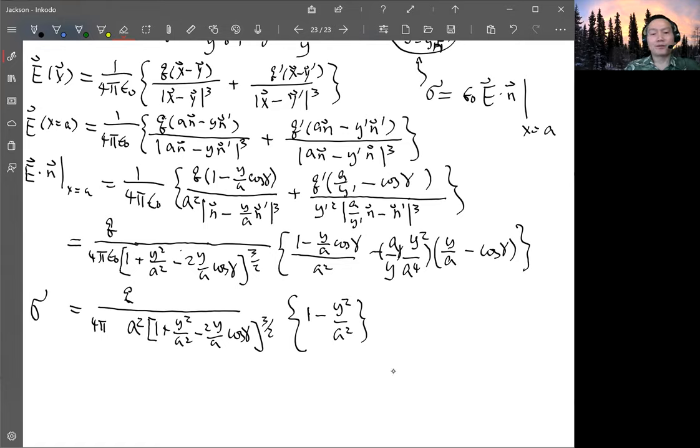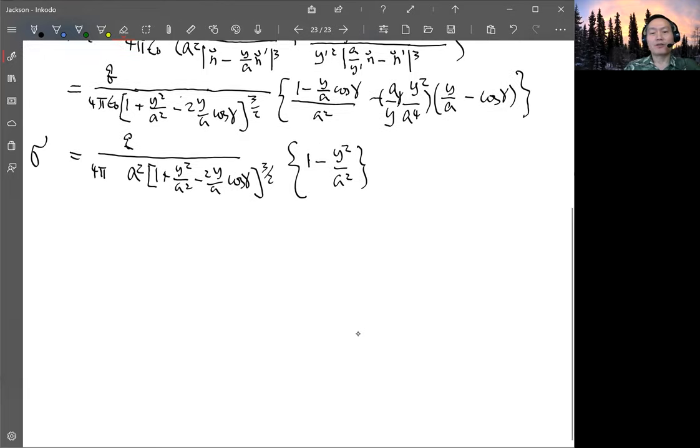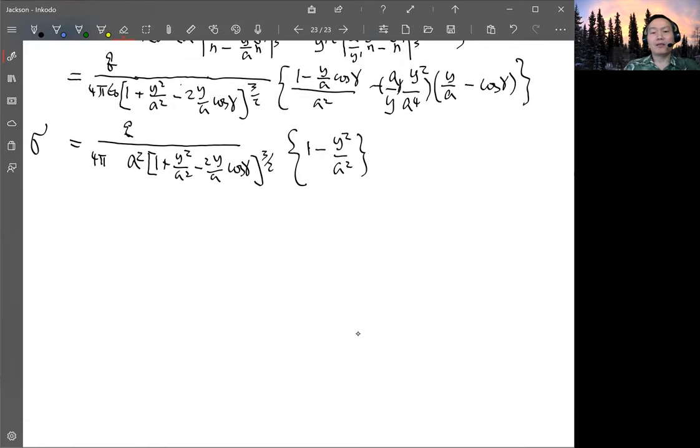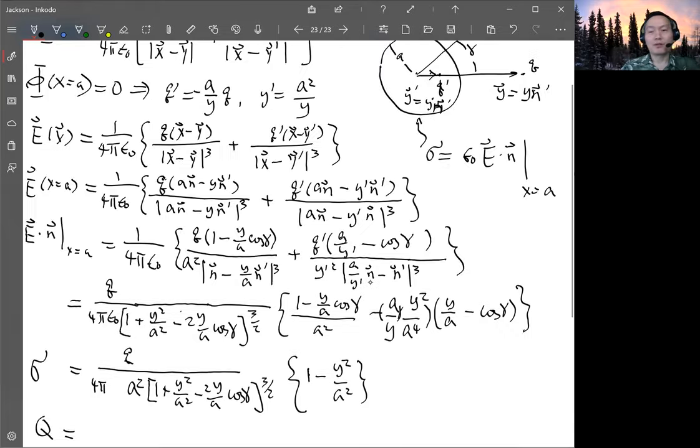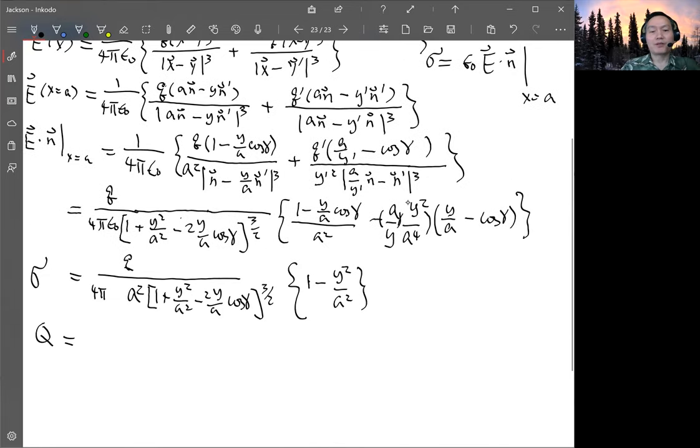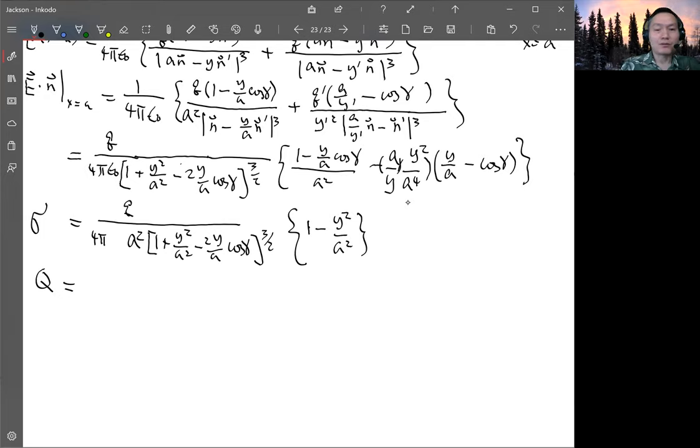Okay, so that is the surface charge density on the surface. Okay, and now the first integration is the total charge. Okay, and now the total charge is just, you need to do this surface integral over the whole sphere, over this spherical surface. Okay, and now this is integrating over sigma dA.